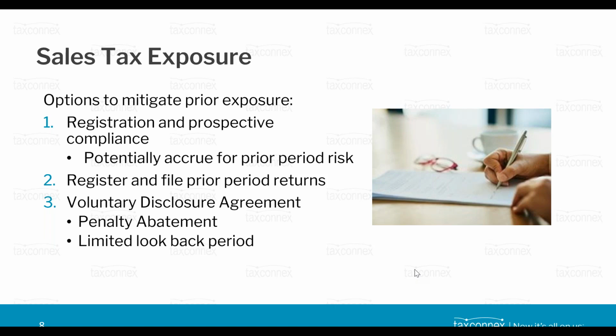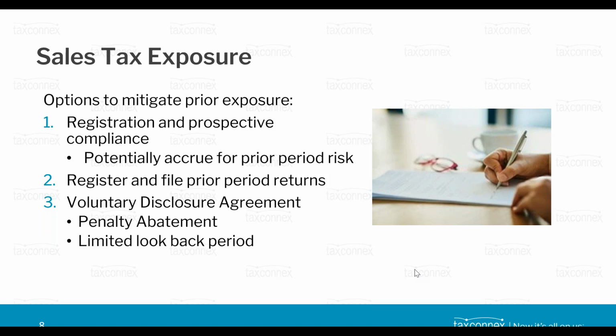It's not a popular option. So registering and filing prior period returns usually is a bit expensive. And when you really evaluate the overall cost benefit, it's probably not a valuable option. And I'll tell you why as I describe this third category or third option, voluntary disclosure agreements. We refer to these as VDAs in short. And the VDA programs exist in virtually every state. They're not always exactly the same, but they all have similar characteristics.